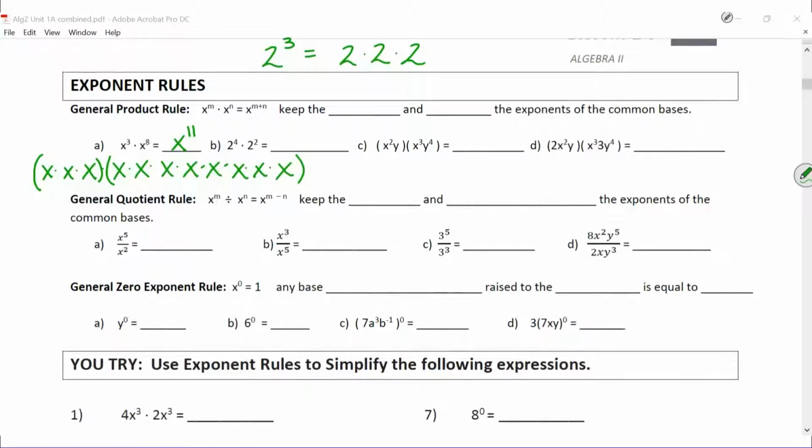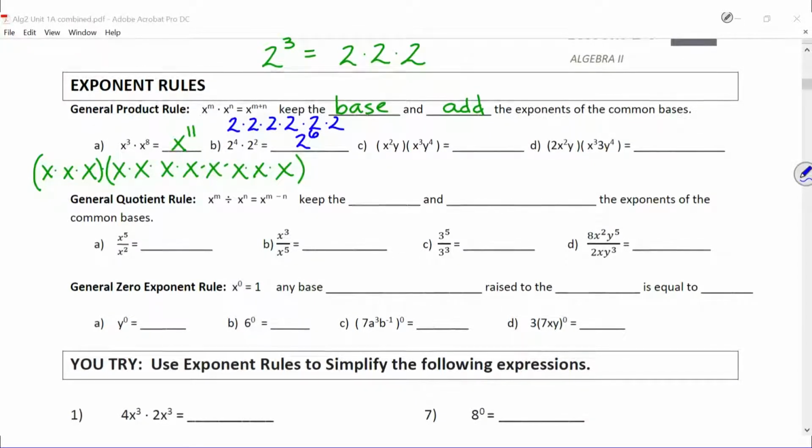The general product rule is where you keep the base and add the exponents of the common base. It's important that you have the same base in order to be able to use this rule. So if I have in letter B 2 to the fourth times 2 squared, I have 2 times itself 4 times, times 2 times itself 2 times, or 2 times itself a total of 6 times.